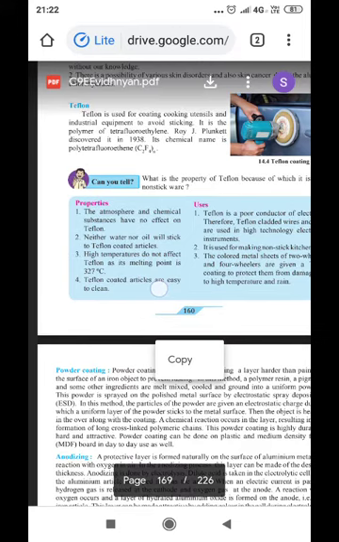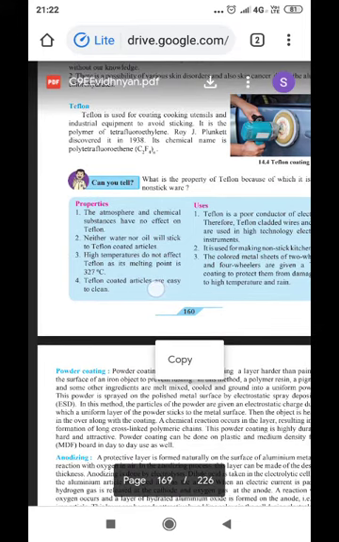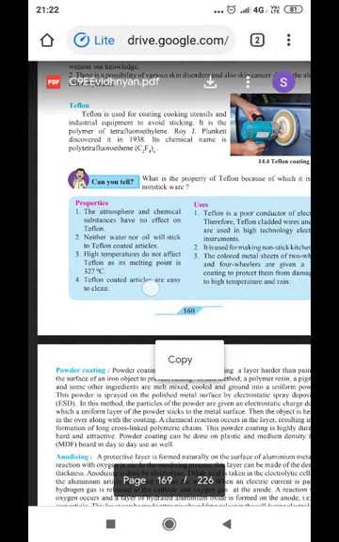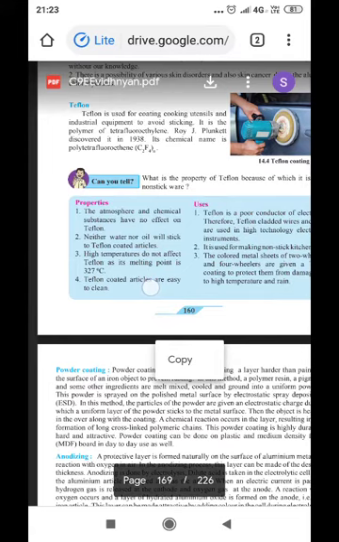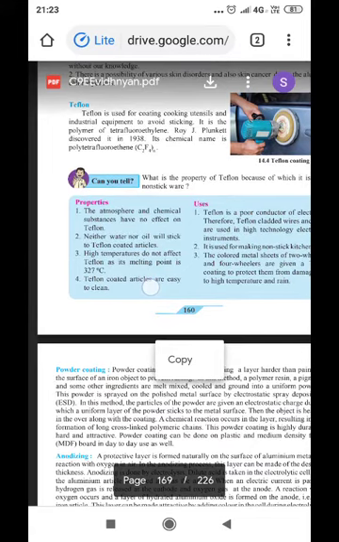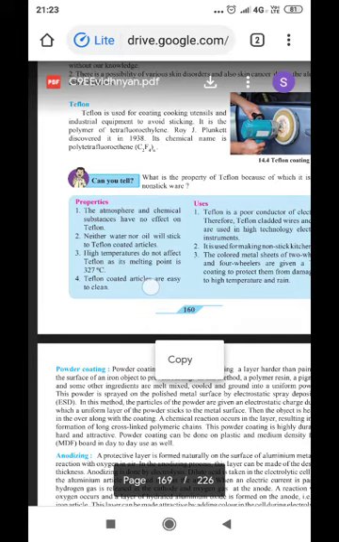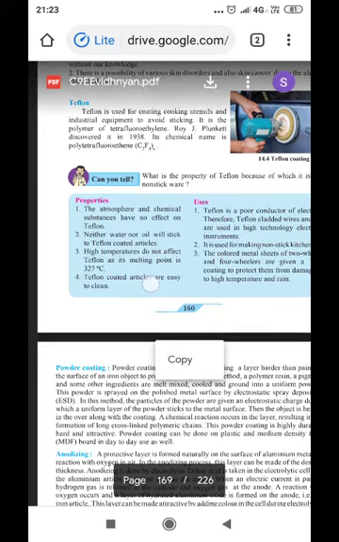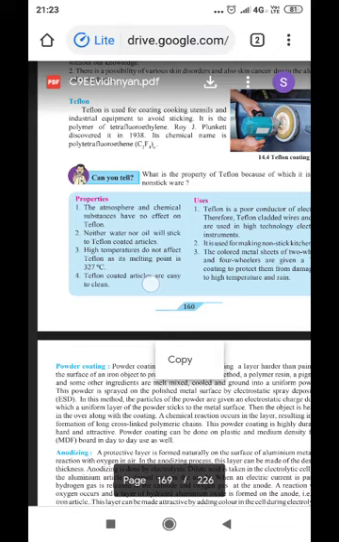Now, Teflon. Teflon is used for coating. Coating implies covering: coating cooking utensils and industrial equipment to avoid sticking. It is a polymer of tetrafluoroethylene. Tetra means four. Fluoro means fluorine. Ethylene means a molecule of CH2. Roy J. Plunkett discovered it in 1938.